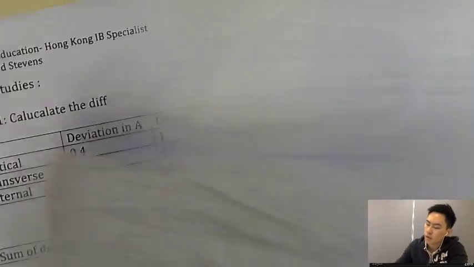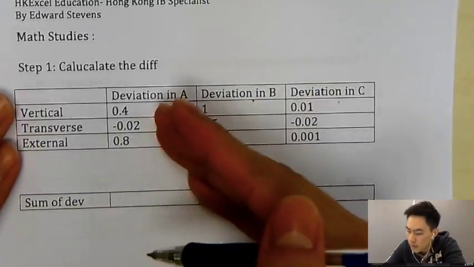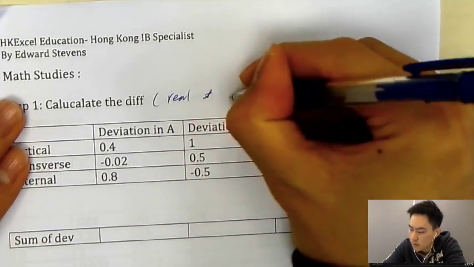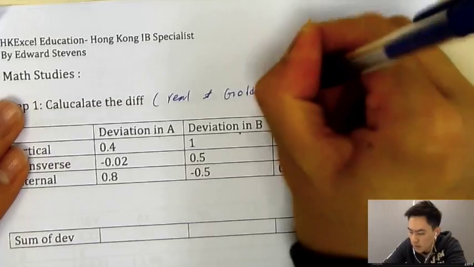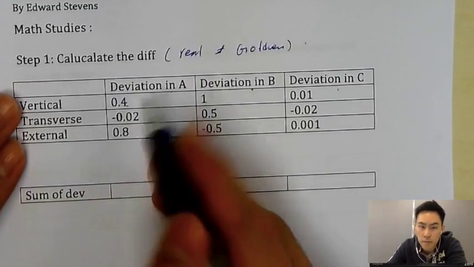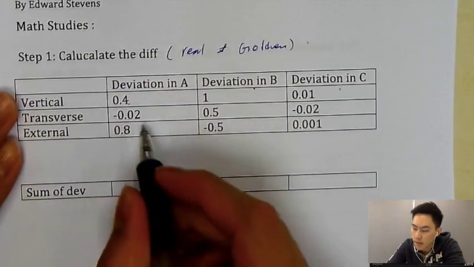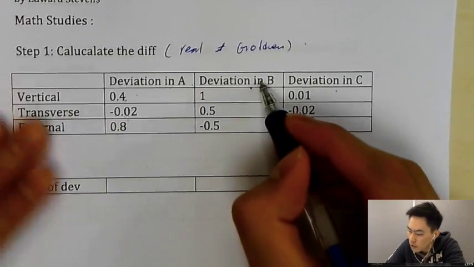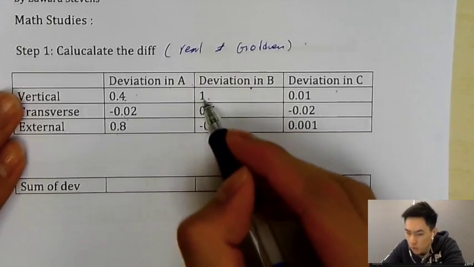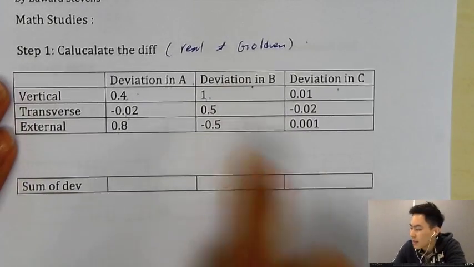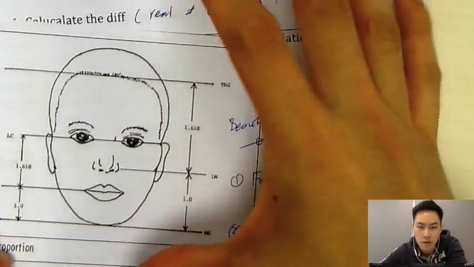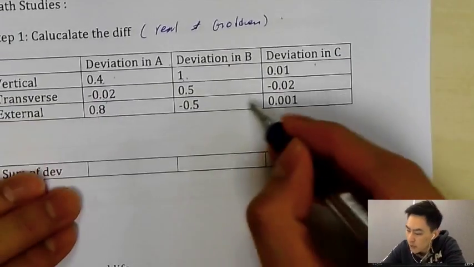So for this table, I want to look at the deviation between the real face and the golden ratio. Positive means more than that, negative means less than that. So for deviation A it is 0.4, 0.02, 0.8. And for deviation B, it is quite large, so it's 1 here, for vertical. So this guy is very large, and this is very small, so it will be a very long face for this one, and then 0.5 and negative 0.5.